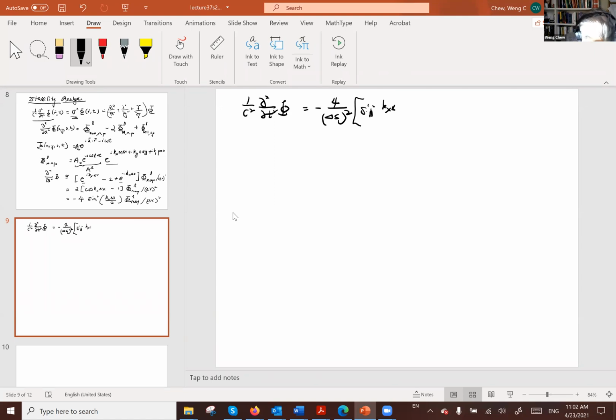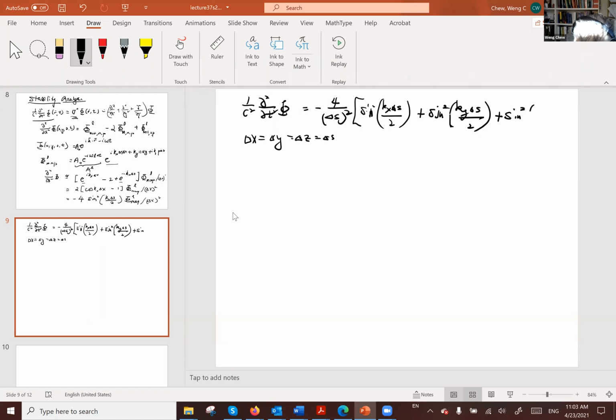kx delta x, and I'm going to call delta x, delta y, delta z the same. Okay, I'm going to call delta x equals delta y equals delta z, and all of them I'm going to call delta s to make things simpler. So the second term for ky, I still use delta s. And then the third term for kz, I still call it delta s.